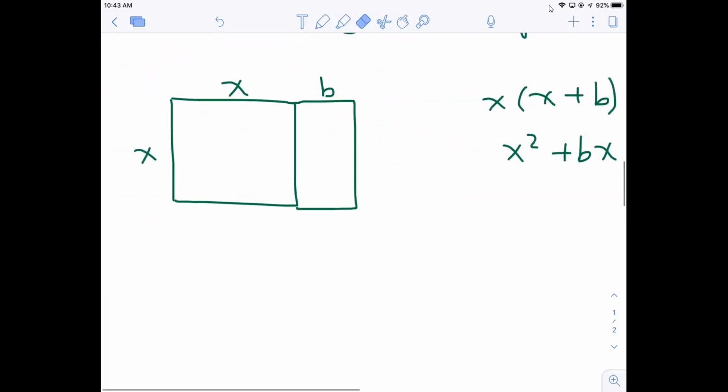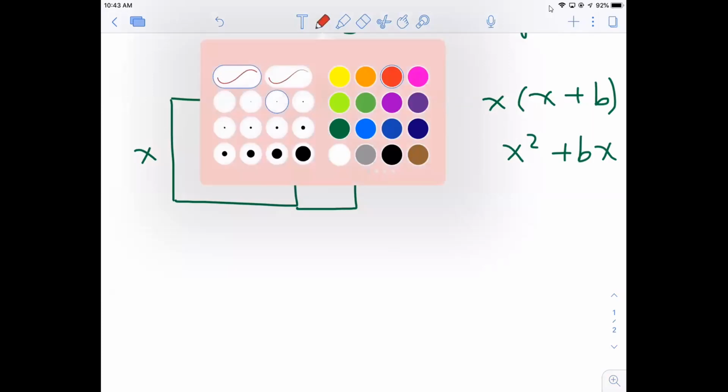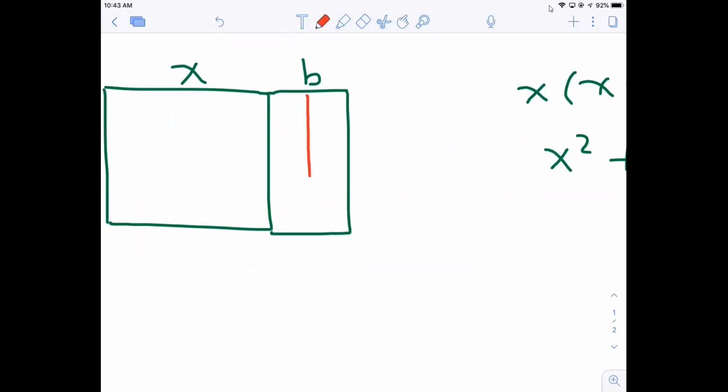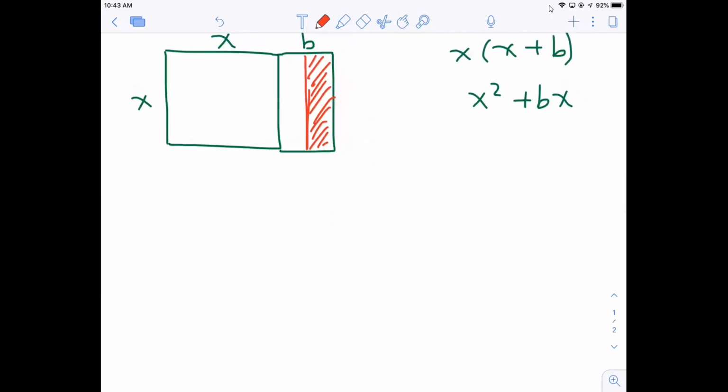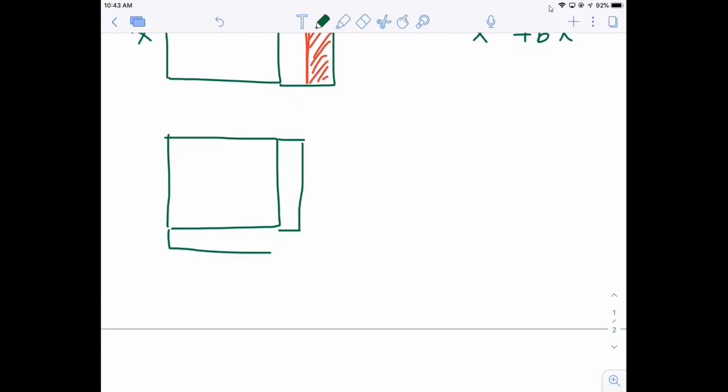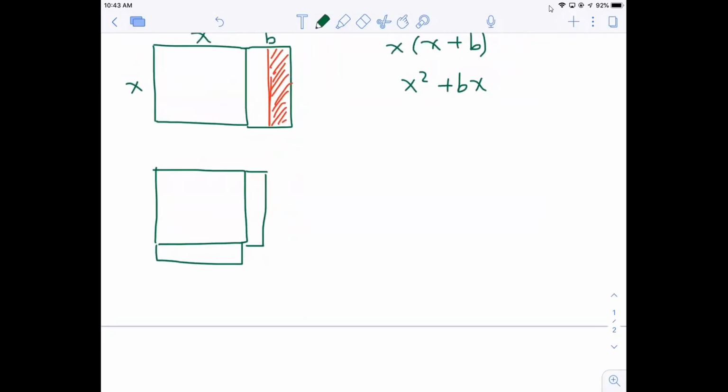So what I'm going to do in this diagram is cut this rectangular portion, that b by x rectangle, in half. And I'm going to take this area over here, cut that piece off, and attach it to the bottom of the square. So what that is going to look like is something like this. There's our square again. I cut this piece in half, and I put the other half of the piece down there.